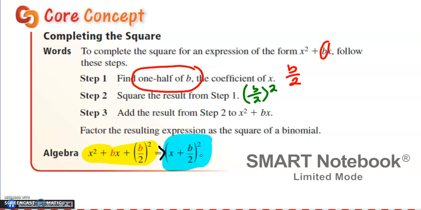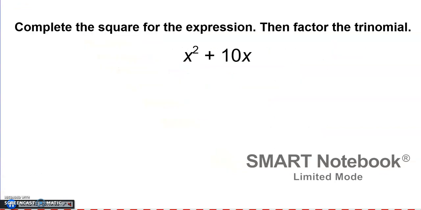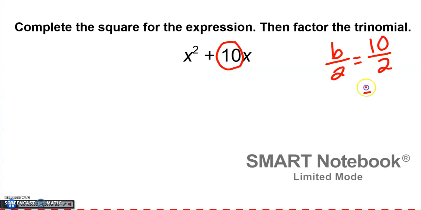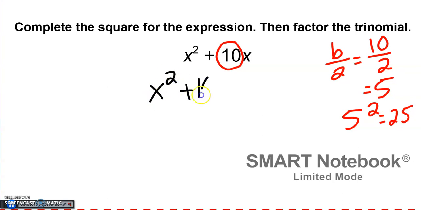So let's show what that means, though, within an example. So in this example, it says complete the square for the expression, then factor the trinomial. So we want to take our b value, which is 10, and we're going to take half of that. So over on the side, I'm going to put b over 2, and we write that as now 10 over 2, which is 5. Now we're going to square that. So now it's going to be 5 squared equals 25. So we're going to rewrite this now as x squared plus 10x, now plus 25.